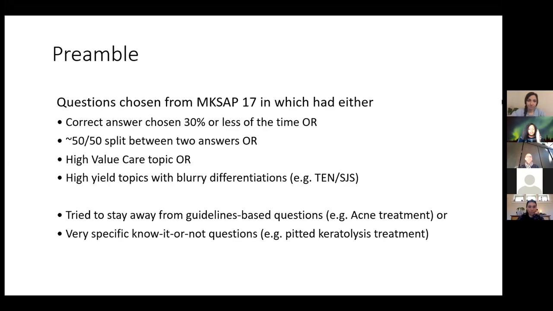So just a little background on why these questions were chosen. I deliberately went through the 86 that were available and chose questions that had the right answer chosen less than 30% of the time per the answer bank, or maybe a 50-50 split between the answers, or some high value topics with content that will be useful not only for the test, but also clinically, and tried to stay away from anything too guidelines-based or specific know-it-all questions, just to get more bang for our buck.